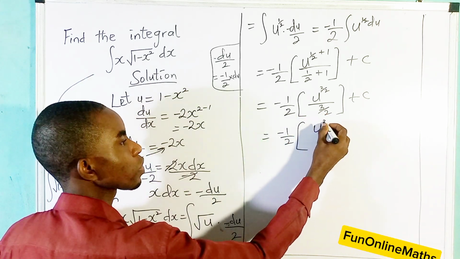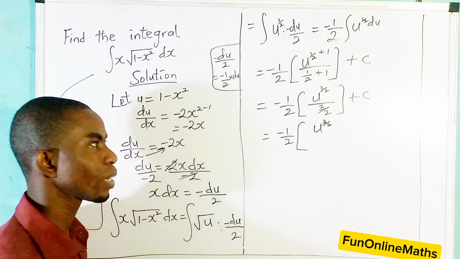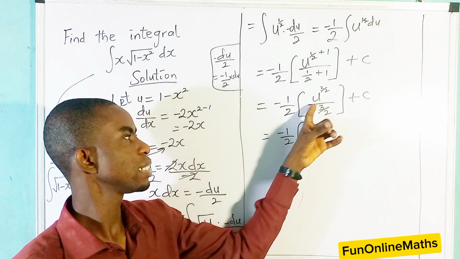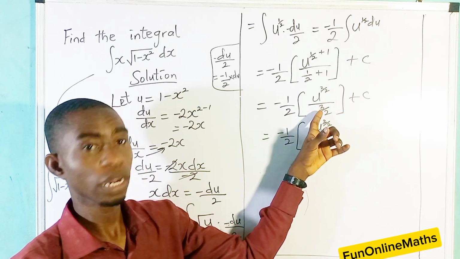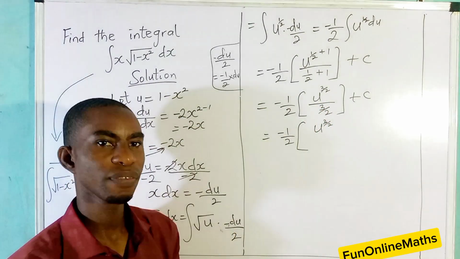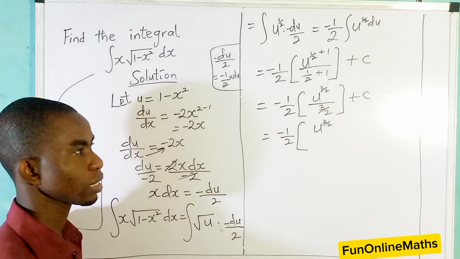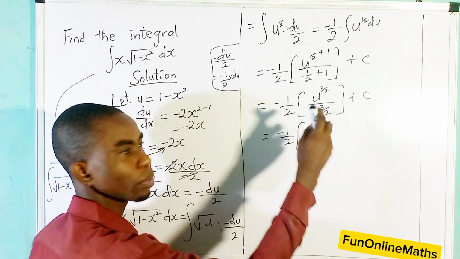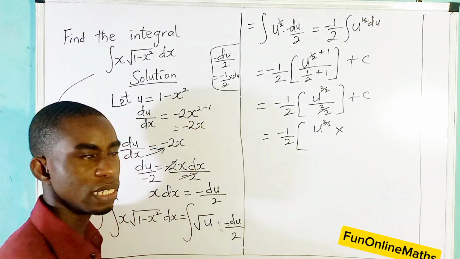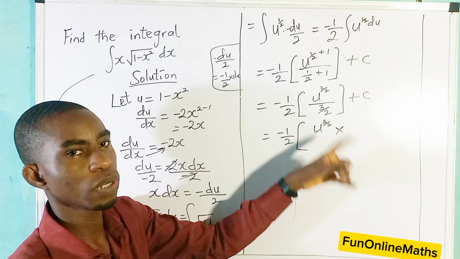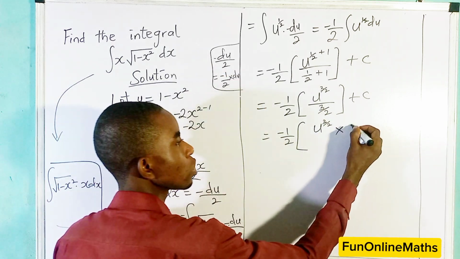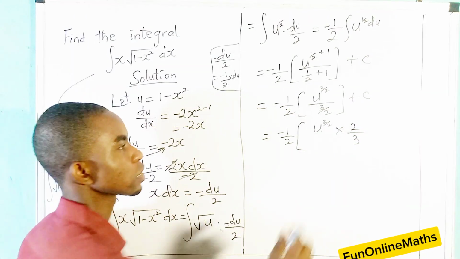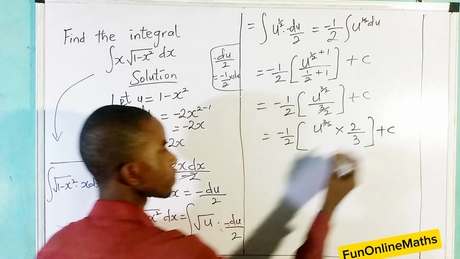Now I'm going to work on this bracket. This is u to the power of 3 over 2, and now we are dividing by 3 over 2, right? When you are dividing by a fraction, you take the multiplicative inverse. What that means is, instead of saying u raised to power 3 over 2 divided by this, I'm going to say times, but in this case, the denominator 2 becomes the numerator. So it becomes 2 over 3. That's the multiplicative inverse, plus c.